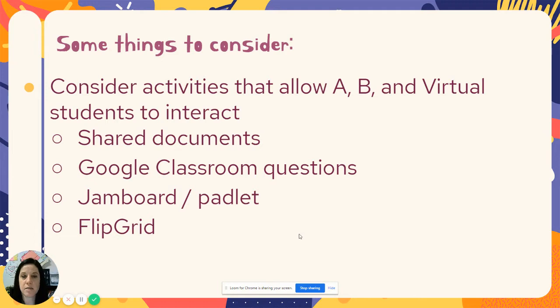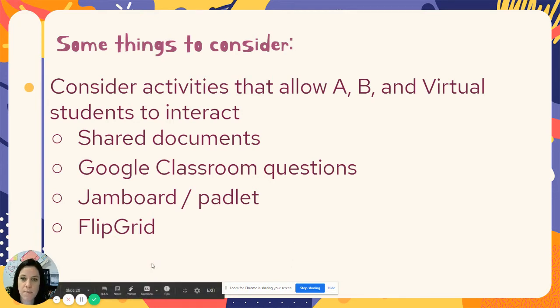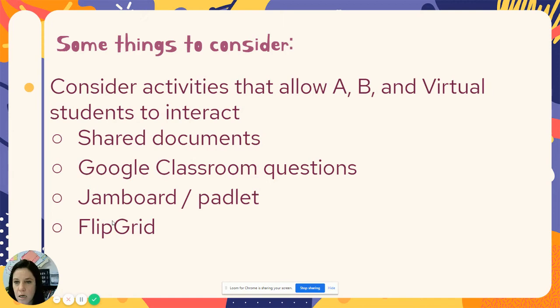You want to try to find some activities that allow A, B, and virtual students to interact all together during the class period. So you can do this with shared documents, Google Classroom questions, Jamboard and Padlet, Flipgrid. There's lots of options that we can do to make sure that students are interacting together. So I have some examples of what these might look like.